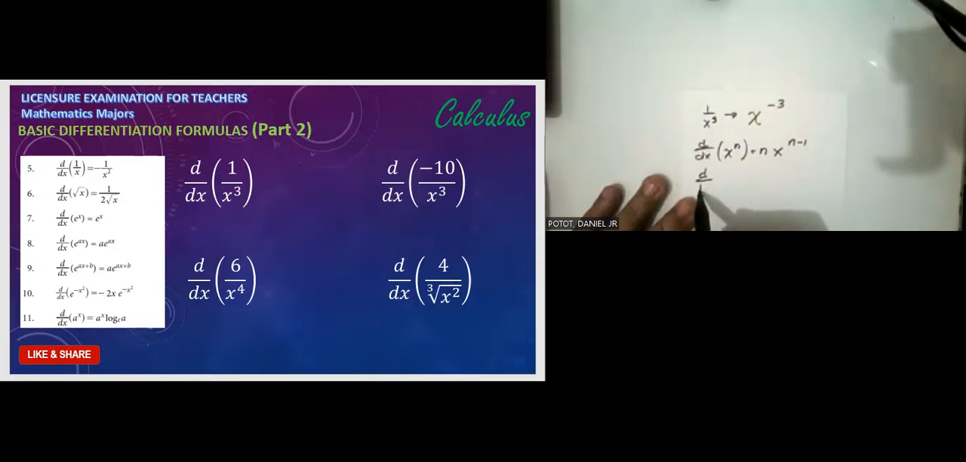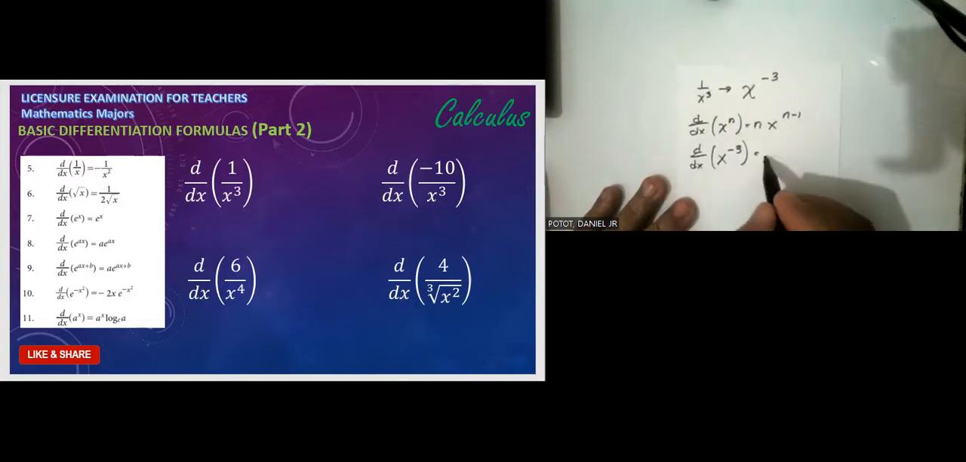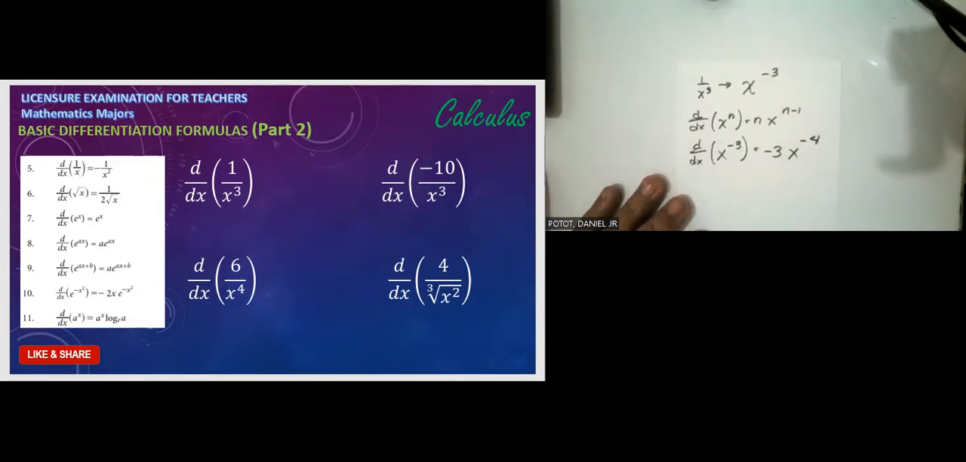So therefore, the derivative of x to the -3 will give you now your n is -3, so that's -3 x raised to -3 minus 1, which is -4. So that's the answer for the first question here. So let's proceed to this question.